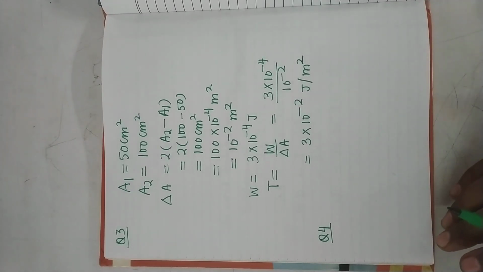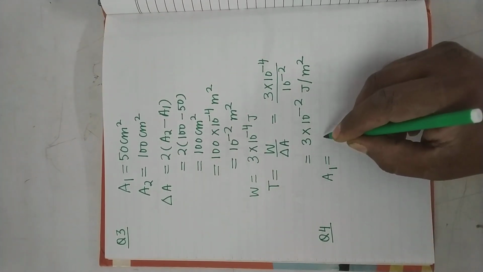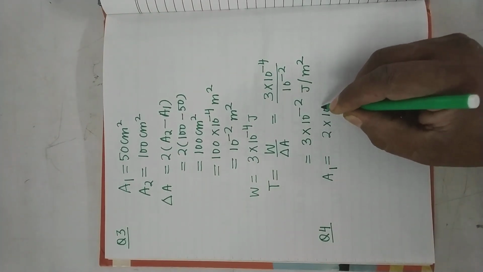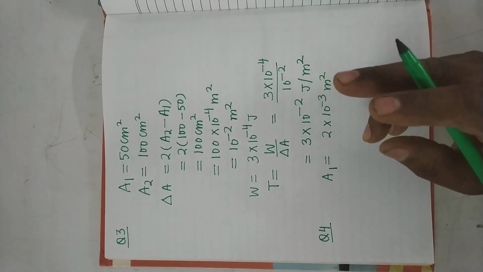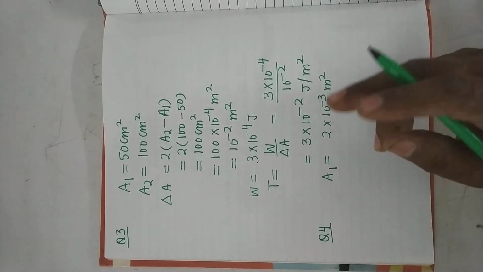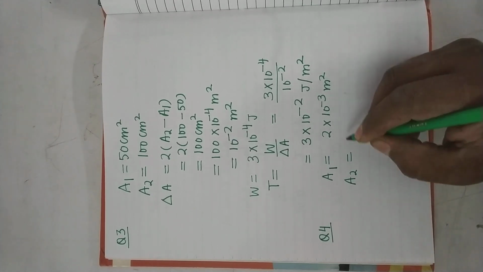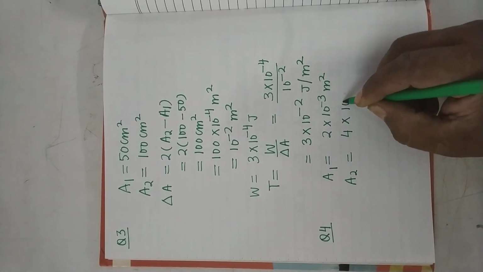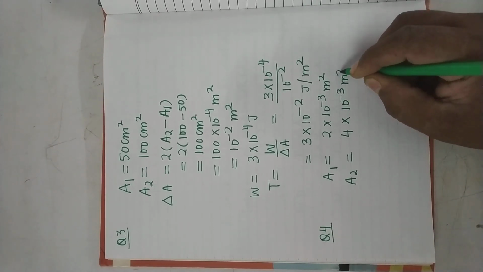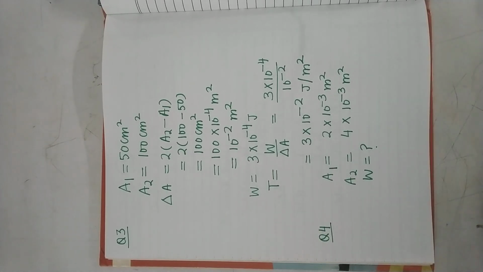4 here. The surface area of the soap bubble is given as 2 into 10 to the power minus 3 meter square. How much work will be done in blowing the bubble to twice the surface area? Twice the surface area means we have to make the surface area 2 times, that is 4 into 10 to the power minus 3 meter square. You have to find the work done. It is clear. So it is also of the same type.